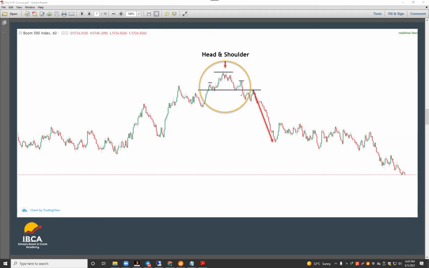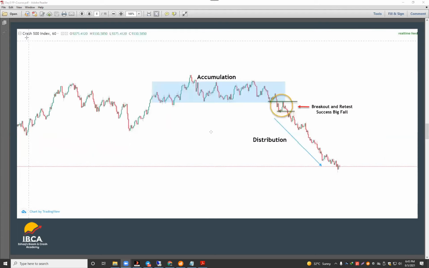And you will find the same pattern in an uptrend reversal and downtrend reversal, which will be the inverted head and shoulder. Come here. On this chart, what are you looking at here? Accumulation phase, you understood? A range phase, a congestion, a consolidation type of market.